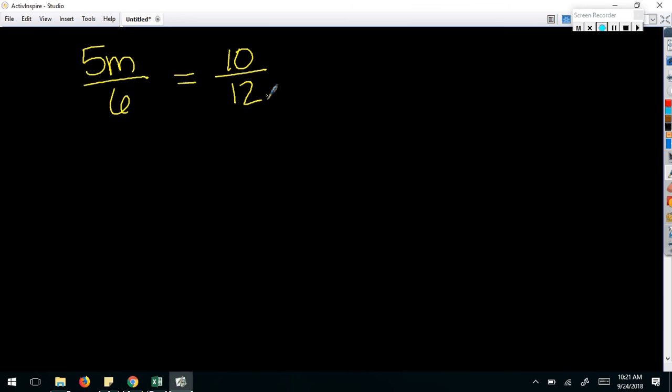Okay. How do I solve this? Cross multiply. Which one first? It really doesn't matter which diagonal you start with, okay? You just have to do both diagonals. So what is 6 times 10? 60. Then do your equal sign, okay? And what is 5m times 12? 60m.